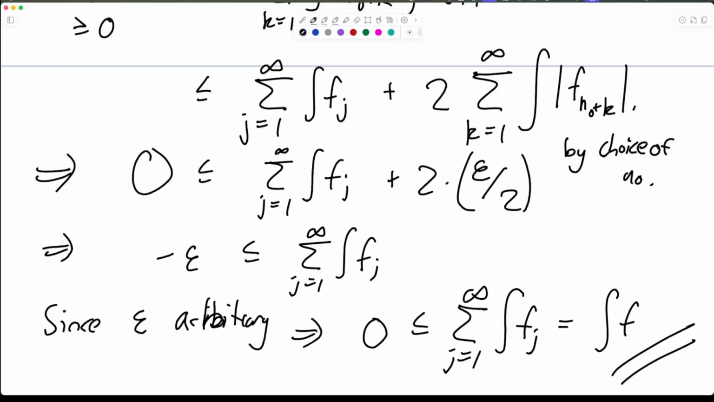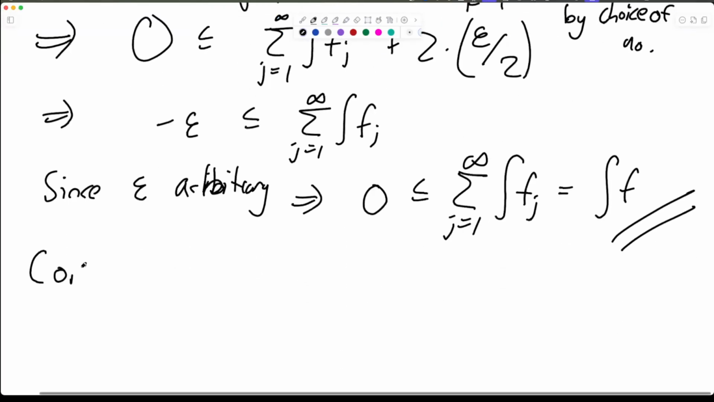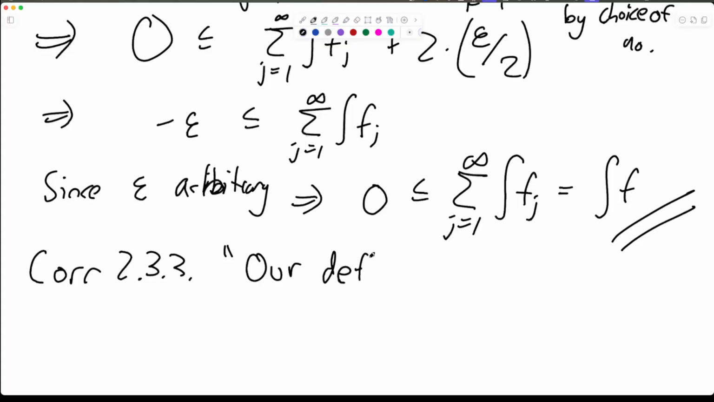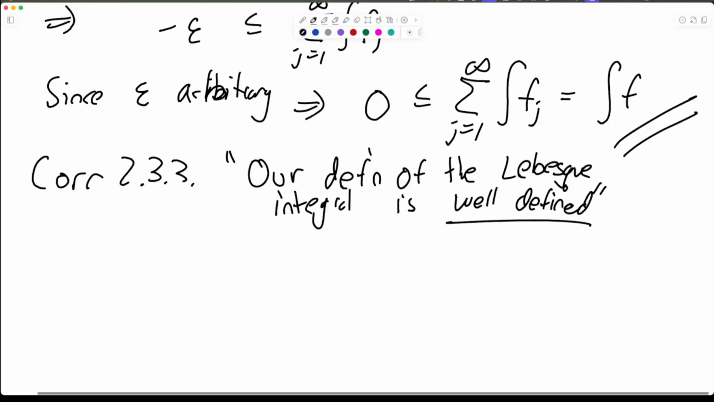This proof essentially is going to give us that the integral makes sense. So this is the corollary. This corollary I referenced a while ago, 2.3.3, and this says our definition of the Lebesgue integral makes sense. It is well defined. Okay, and mathematically, what does this mean? Well defined is this idea that if you do something one way and then you do it a different way, you should get the same final answer.